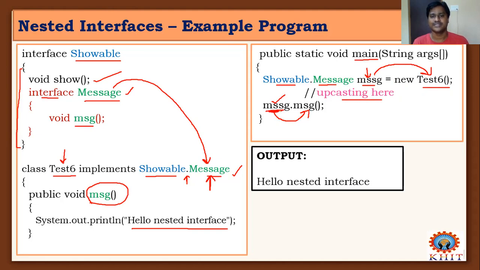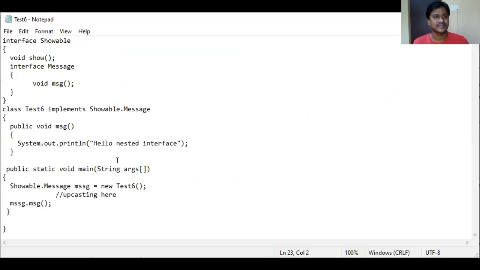mssg.msg. As it is valid, we can refer to class objects through interface references that are implemented by this Test6 class. So it simply displays on the screen, hello nested interface. Okay, coming to the execution part of this one. Yes, this is the program, same as taken from the PPT example.